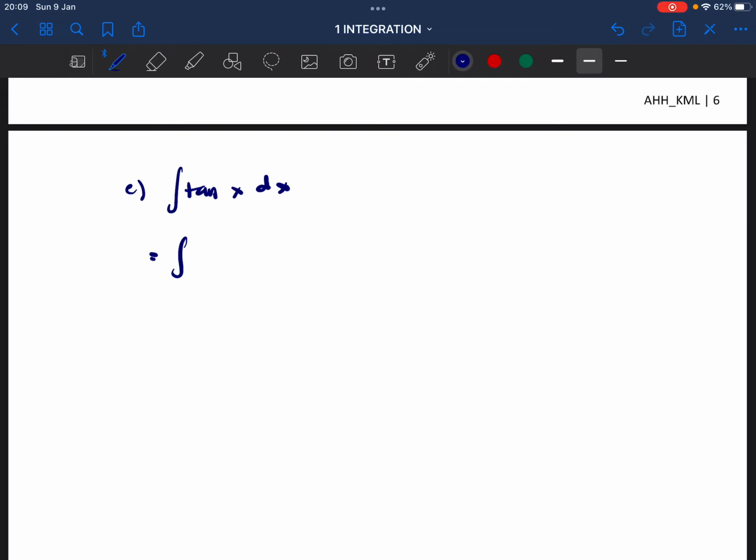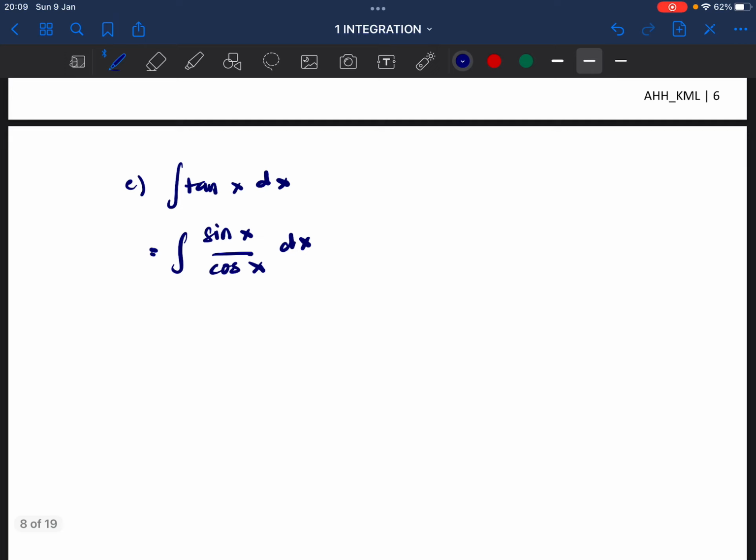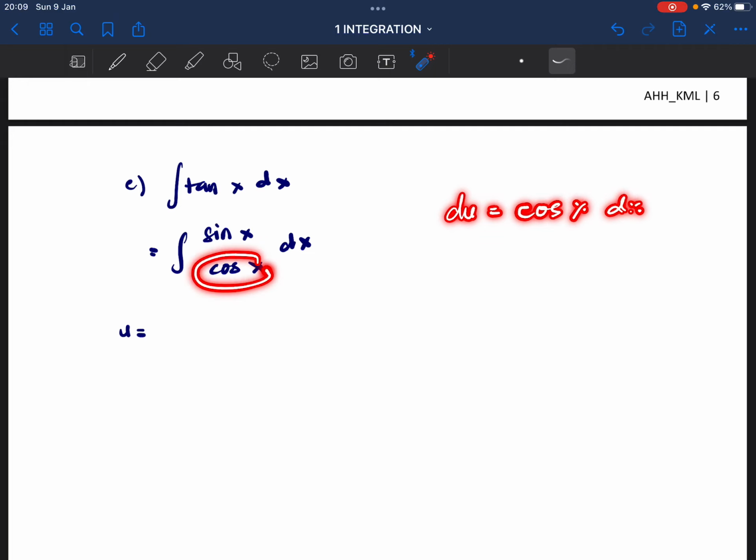Tangent x is equal to sine x over cos x dx. Okay, you have to change the expression first. After you change it, straight away use substitution. So which one are you going to choose as your u? Are we going to choose sine x? If you choose sine x, you get your du as cos x. Yes, there is cos x here, but this is not cos x. This is actually 1 over cos x. So to make our life simple, we are going to choose the denominator.